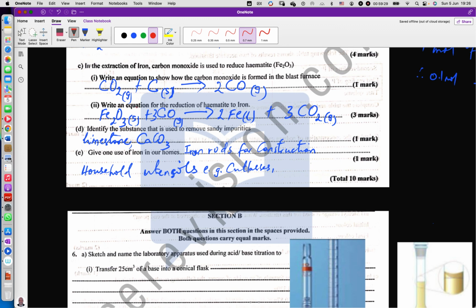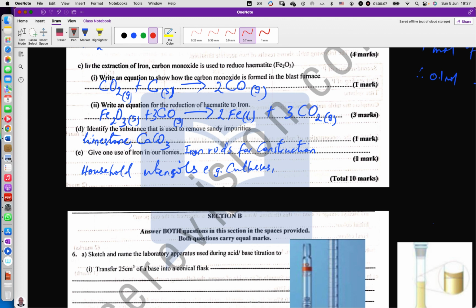Now write an equation for the reduction of hematite to iron. For the reduction of hematite to iron, we will use the carbon monoxide that was formed in the blast furnace. So the hematite, which is iron(III) oxide, plus the carbon monoxide will give us the iron, plus the carbon dioxide. This is the reduction process.